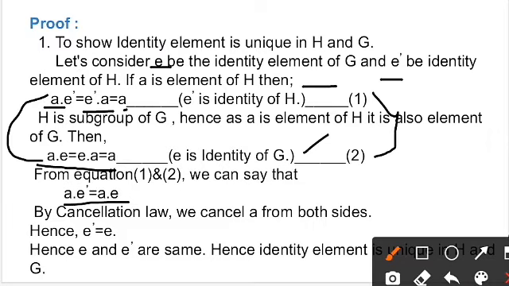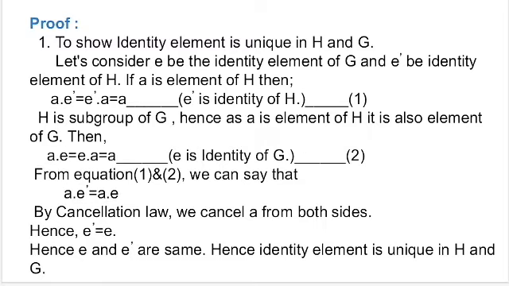We have taken these two left hand sides, and we know that the cancellation law holds in subgroups also. So by the cancellation law, we cancel out this A from both sides, so we get E dash is equal to E, and this shows that E dash and E are not different but they are the same, hence the identity element of H and G is the same and it is unique, right? So now let's go to the proof for the second part.